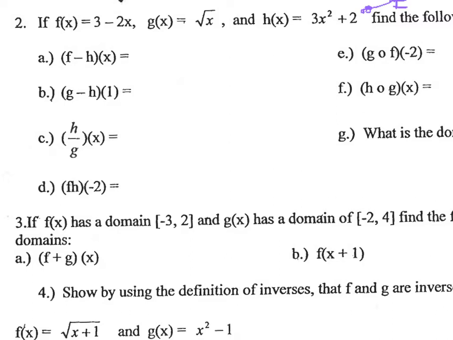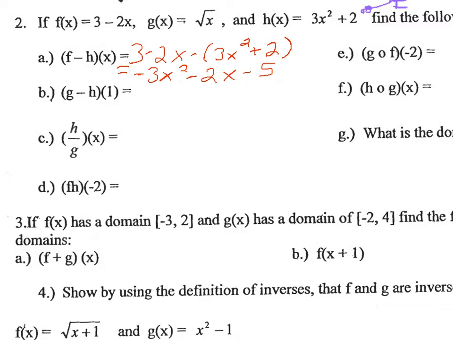For number 2, part A, we want to find f minus h of x, which is the same as f of x minus h of x. So if f of x is 3 minus 2x, I'm going to subtract h of x, which is 3x squared plus 2. And when I subtract it, I want to be careful to distribute the negative and combine like terms. So my final answer will be negative 3x squared minus 2x minus 5.